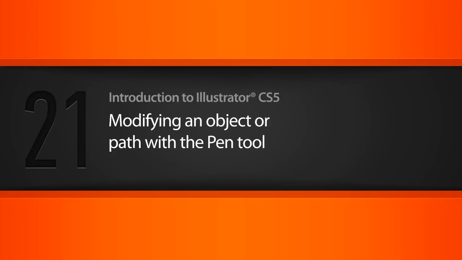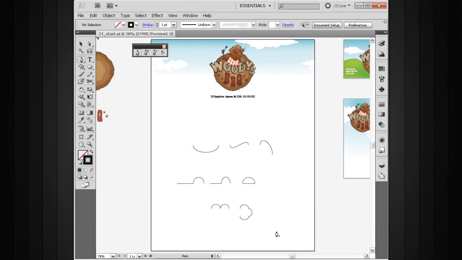In this lesson, we'll learn how we can modify an existing shape or path using the pen tool. Alright, so in the previous lesson, we learned really a lot of different methods for drawing different types of paths using the pen tool. Now, there's a few things we haven't talked about yet, and we're going to go ahead and continue talking about the pen tool now.